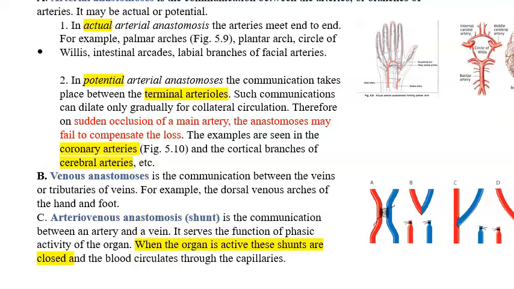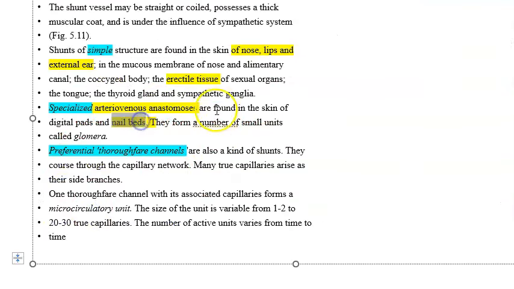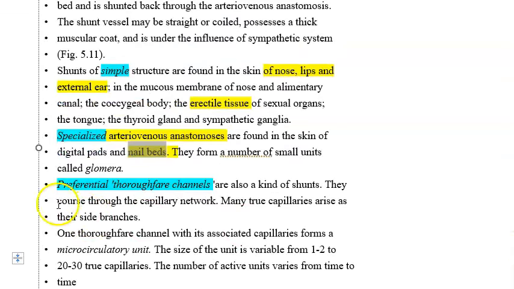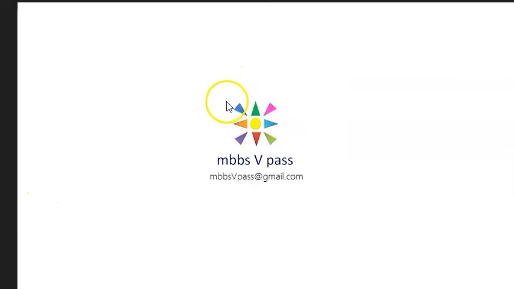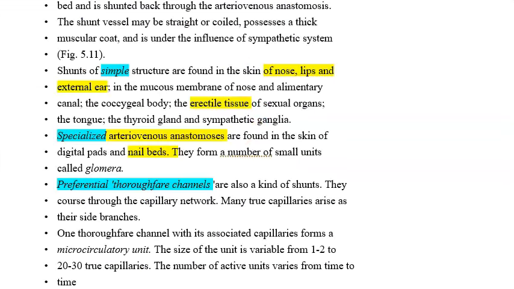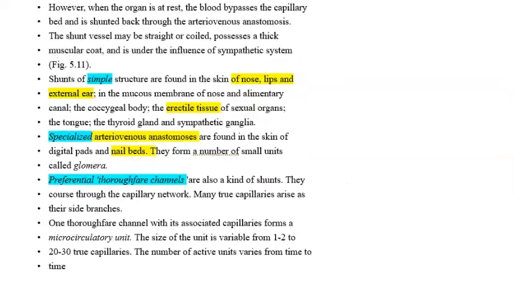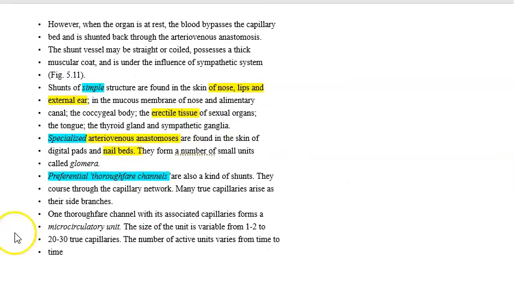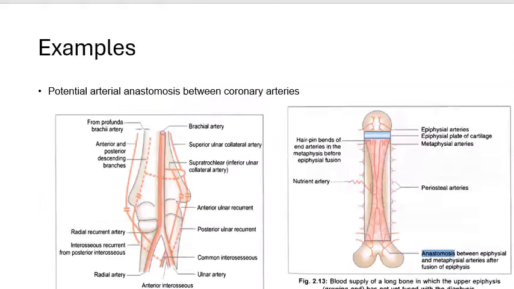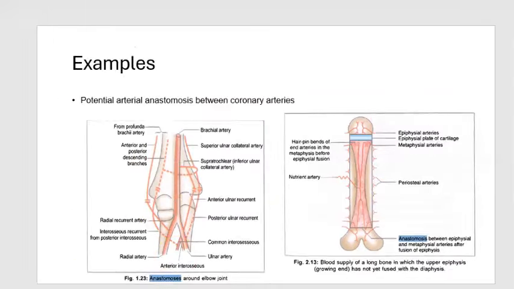One good example for that is the nail bed, for AV shunt. There are a lot of details here. Basically what I want to say is, for each of these questions we have individual videos, and you can go through them in detail. This is more like quick questions, final year questions, previous year questions. We are just looking at all of them. Then we're done with this.